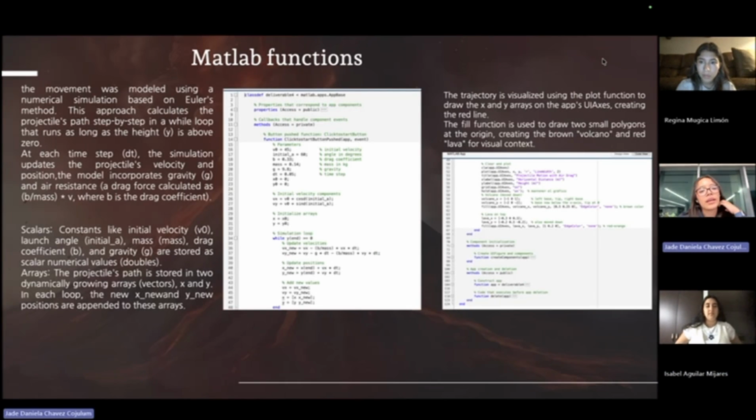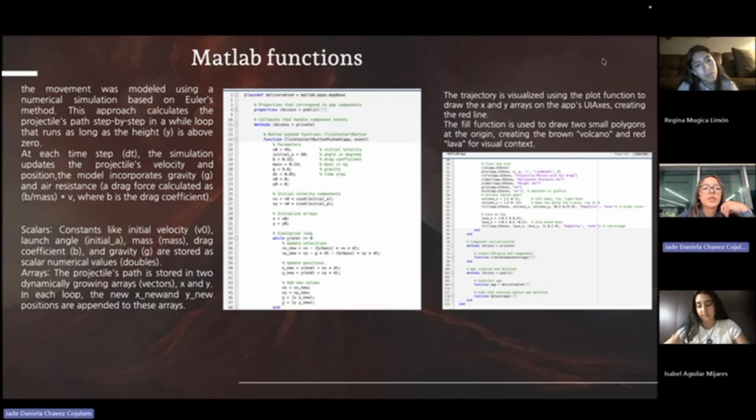And on this slide, we can see the entire model for the projectile movement. The movement was modeled by using a numerical simulation based on Euler's method. This approach calculates the projectile path step by step, in a while loop that runs as long as the height, y, is above zero. At each time step, the dt, the simulation updates the projectile's velocity and position.